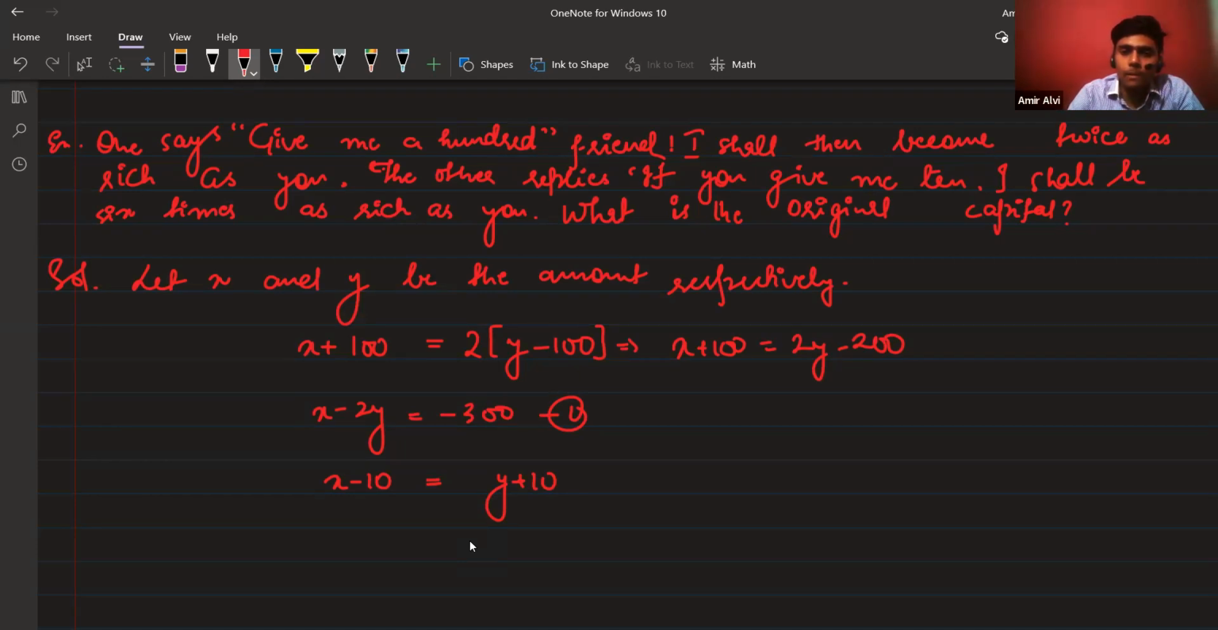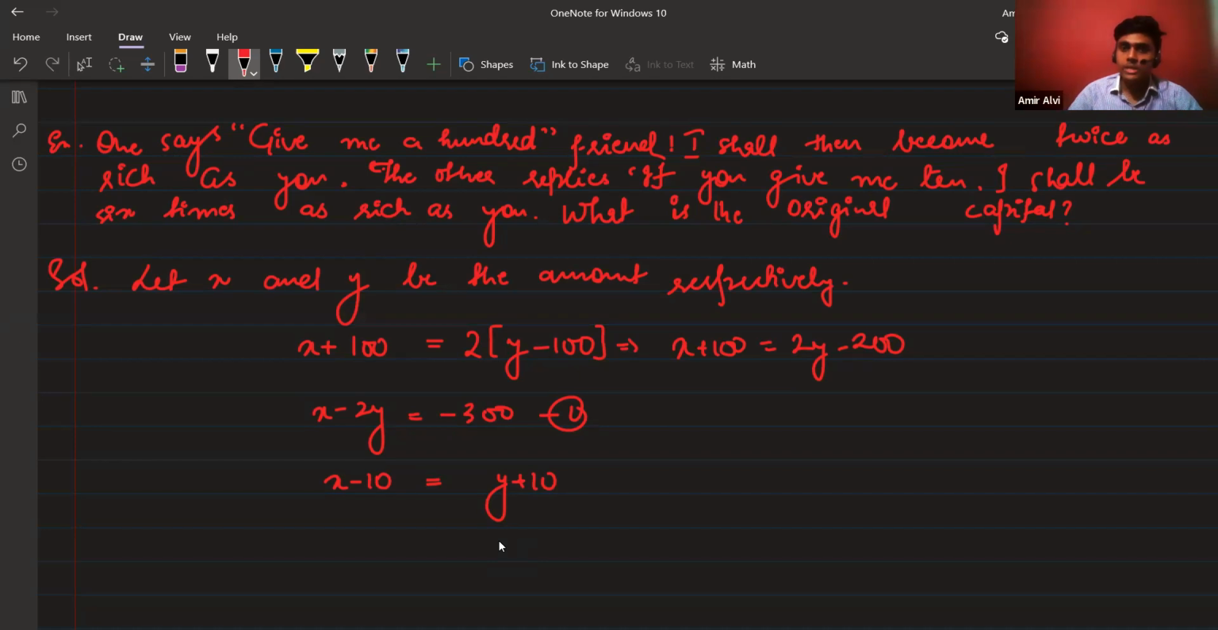Wouldn't it be like this? Since the other friend will say, if you give me 10, I will be 6 times as rich as you, so y plus 10 is equal to 6 into x minus 90, because I had 100. No, they are talking about their original amounts, not after giving 100 rupees. Be careful about it. Adil and I are just having a conversation. We haven't exchanged the money yet.